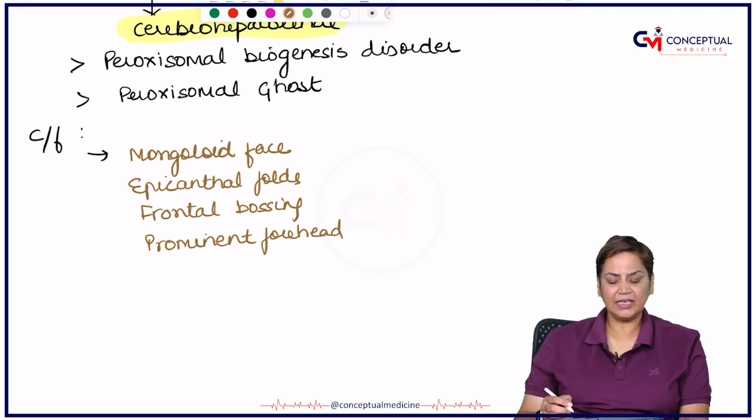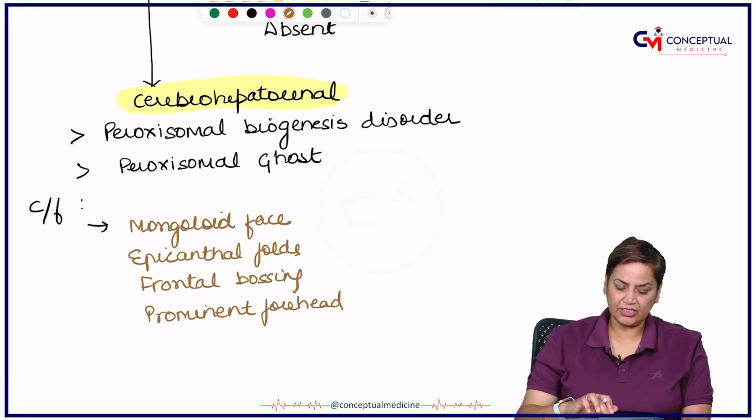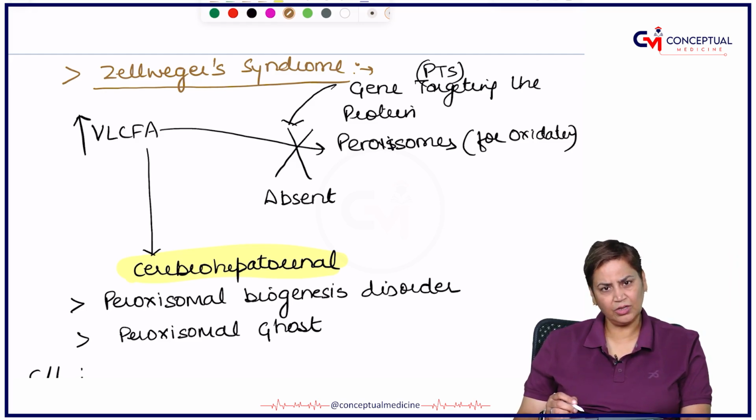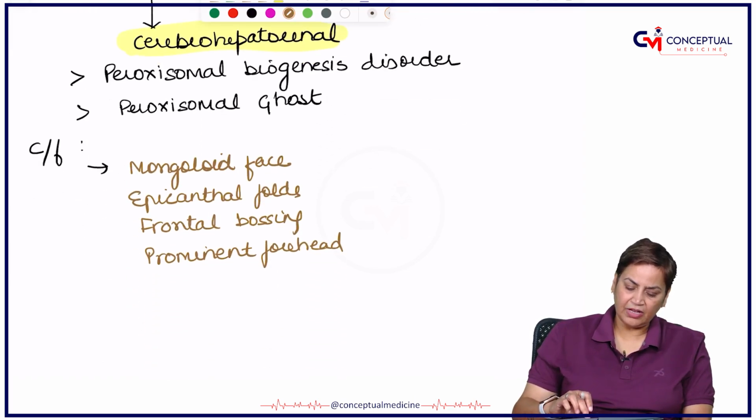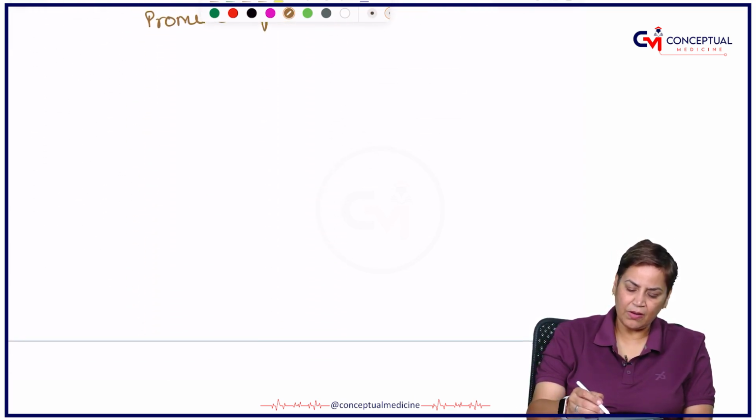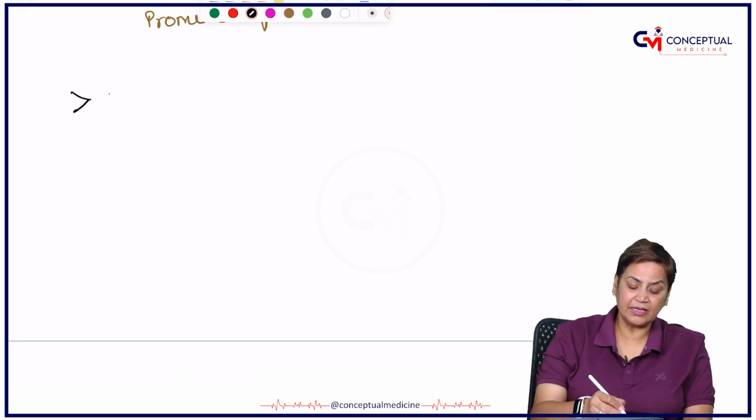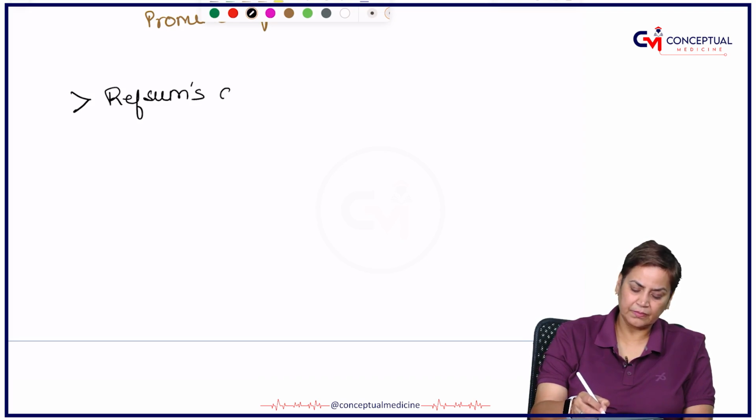Right. So this is the second disorder associated with the fatty acids, Zellweger syndrome, where there is infiltration or increased concentration of VLCFAs. It is also known as a peroxisomal biogenesis disorder or syndrome. Then we come over to the third one. Third one is Refsum's disease.